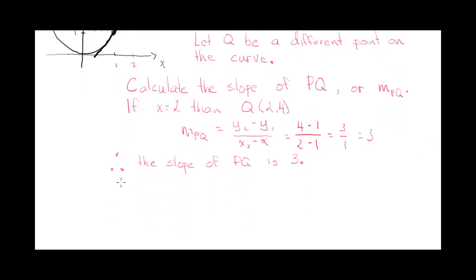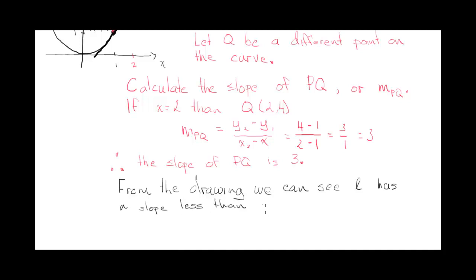So from the drawing, we can see that L, our line, has a slope less than the slope of PQ, which was 3. So we know our slope is less than 3, but how much less than 3?